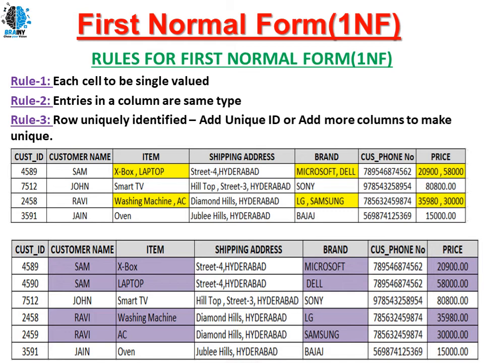This table satisfies the first rule, each cell to be single valued. Yes, every cell of this table has single values. Next, entries in the columns are the same type. Yes, all the entries are the same type. Third rule, unique identification. Yes, every row is unique here. No row is duplicate. So hence we can say this table is in first normal form.